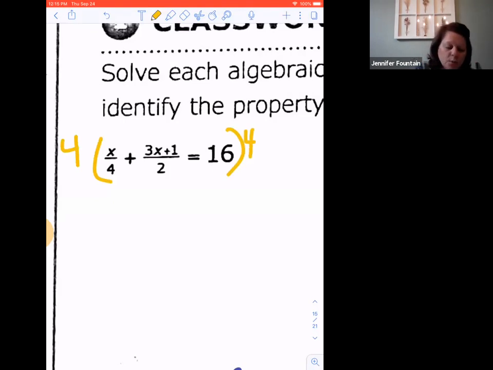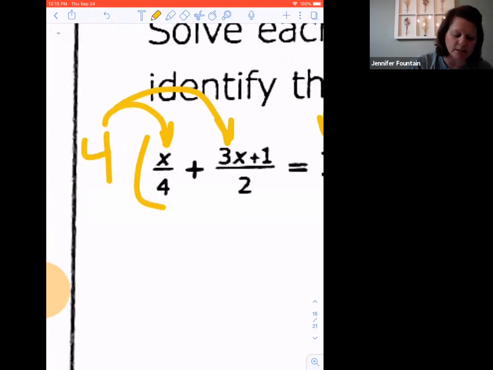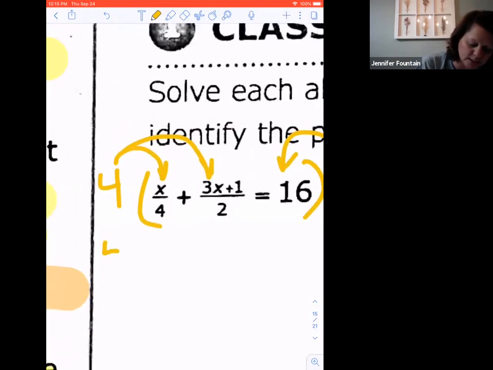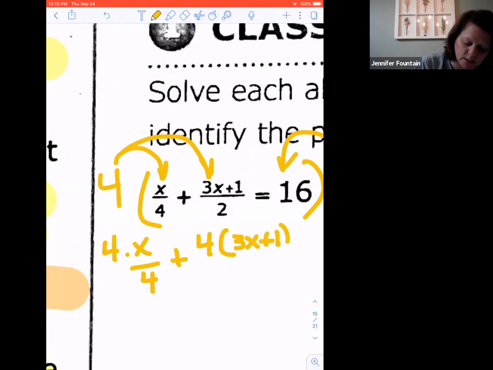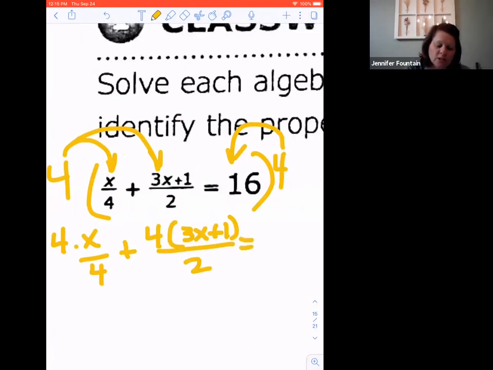Okay? So what I'm going to do is I'm going to write it step by step. But remember, whatever's outside parentheses, I have to distribute to everything inside parentheses. So this would be the same as multiplying 4 times x over 4 plus 4 times 3x plus 1 over 2 equals 4 times 16, which is 64.